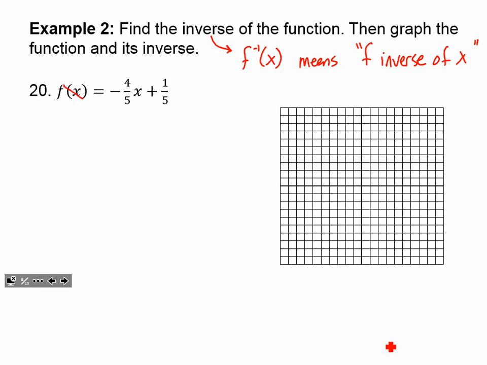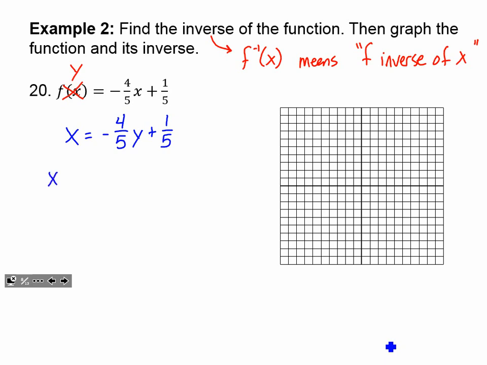Okay, so I still want to see this as a y, as an output, because I want to flip the inputs and outputs. And it actually is exactly what you'd expect. If I want to flip the roles of x and y, I'm going to take this equation that's y equals negative 4/5 x plus 1/5, and I'm just going to switch the roles of x and y. I'm just going to swap those variables out. Okay, so now we've flipped them. Our input has taken the place of the output, and vice versa. Now we're just going to solve it for y.